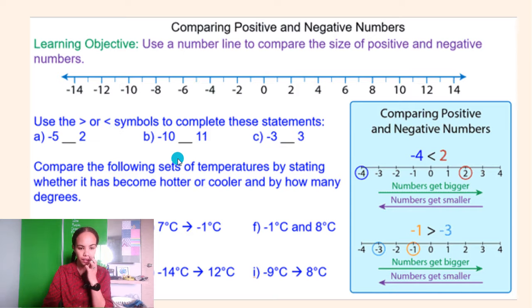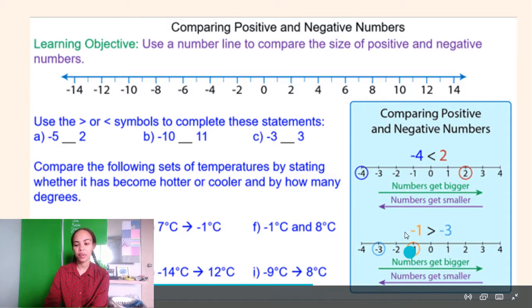Use the symbols to tell me whether negative 10 is bigger than or smaller than 11, negative 3 and 3. Here we have an example to help you, and it says numbers get bigger when you go that way, numbers get smaller when you go to the left. Okay, so that helps me, right? You need to remember that.